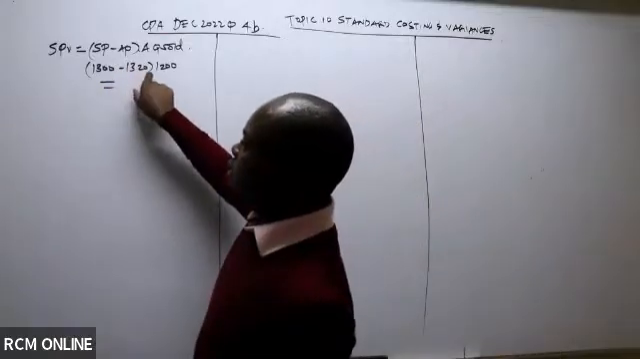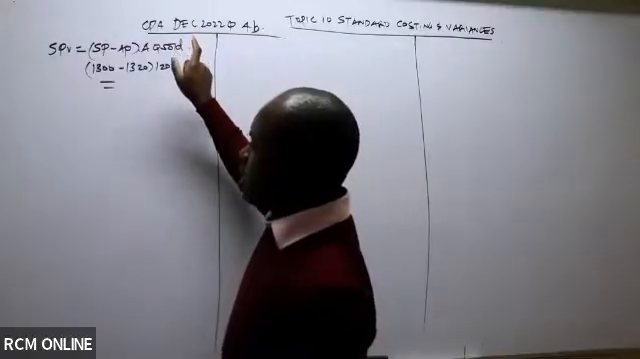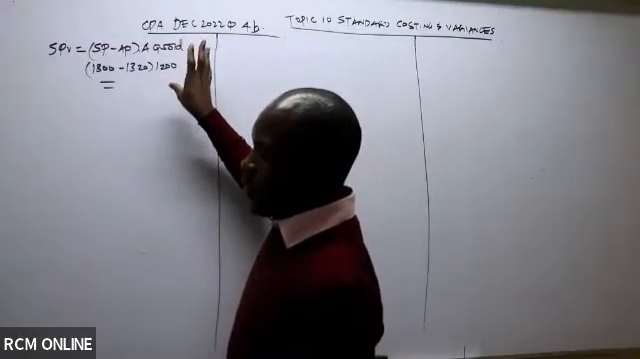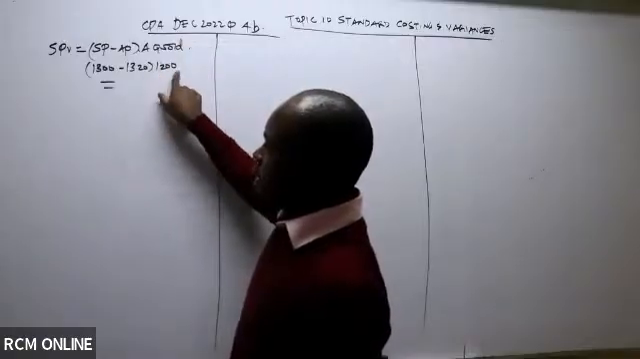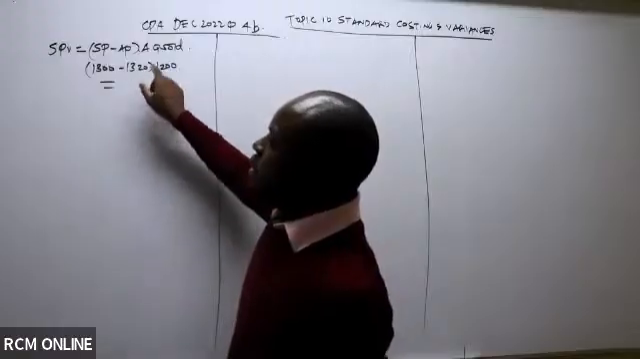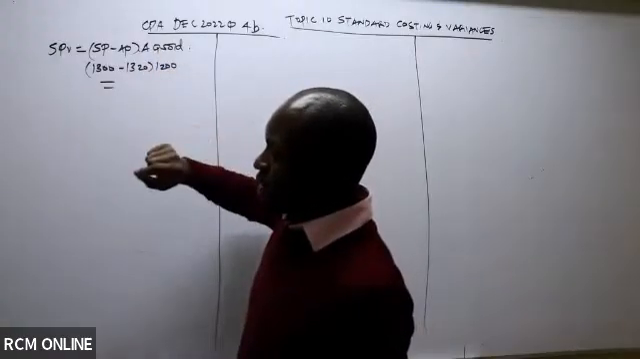1,300 minus 1,320. See only 20. Difference of 20 times 1,200. The answer is 24,000. So what matters now is knowing whether it is favorable or adverse.